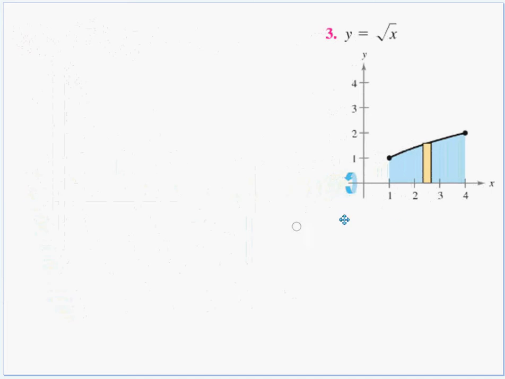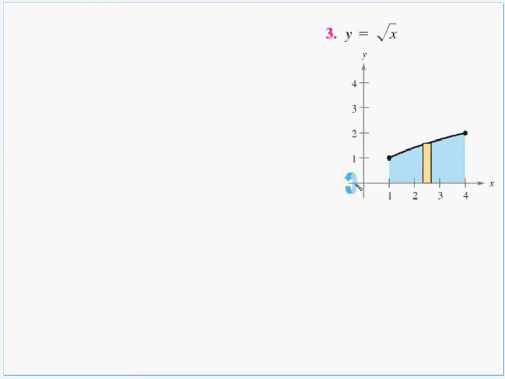So let's see what we're looking at now. We are again rotating around the x-axis. Our function is the root of x, and we're not starting from the origin because our square root function would look like this. We are just going from 1 to 4. So 1 comma 1, 4 comma 2.